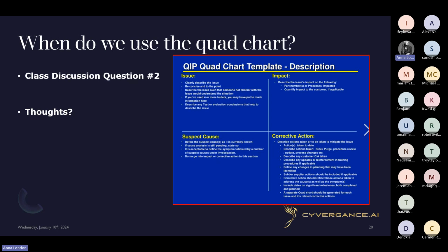But this is really good because you can formulate this thought process in your head or even provide it, whether you list it in the email. Here's the issue. Here's the suspected cause, right? Impact and recommended corrective action and estimated completion date, or it's finished, it's done, right? Those 4 areas are incredibly impactful when you're briefing anybody at any time, honestly, about an incident.